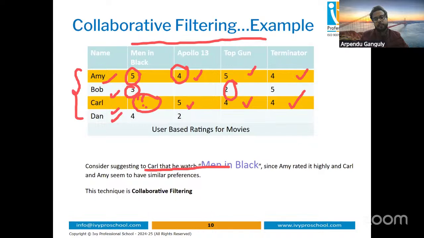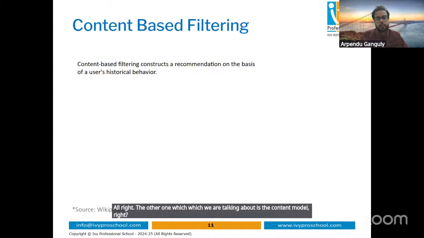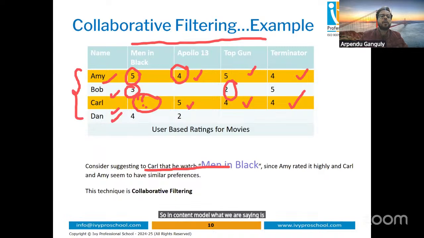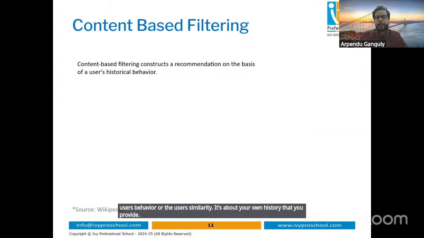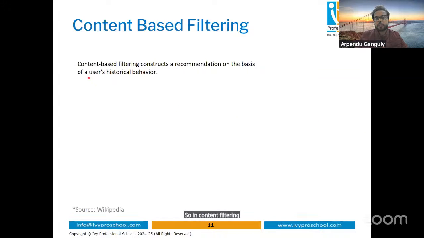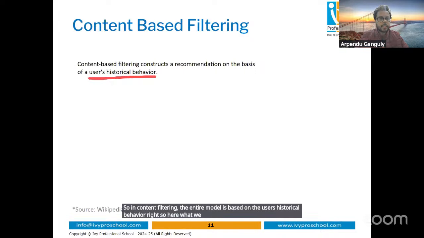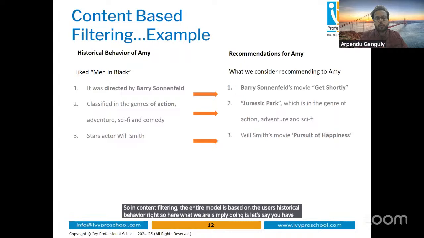The other one which we are talking about is the content model, right? So in the content model, what we are saying is, instead of the user's behavior or the user's similarity, it's about your own history that you provide, right? So in content filtering, the entire model is based on the user's historical behavior, right? So here, what we are simply doing is, let's say you have already watched and liked Men in Black, and it was directed by a certain director. It's a genre of action. It stars Will Smith.